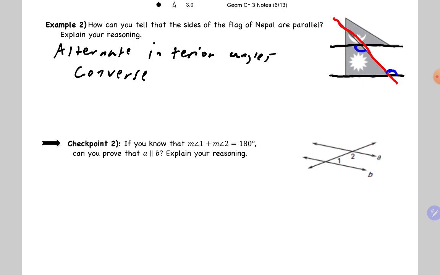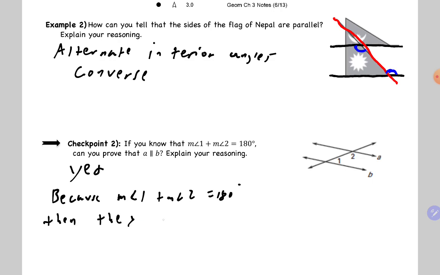Alright, checkpoint 2. If you know that measure of angle 1 plus measure of angle 2 is 180 degrees, can you prove A is parallel to B? Yes, you can. Explain your reasoning. So because measure of angle 1 plus measure of angle 2 is 180 degrees, then they are supplementary.